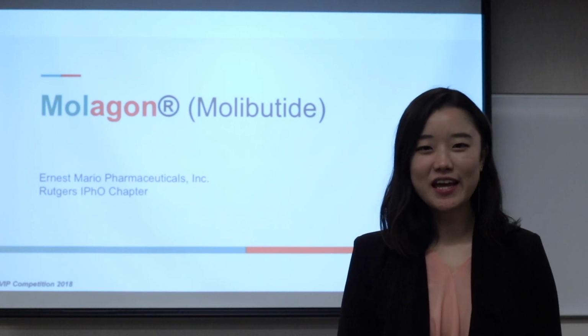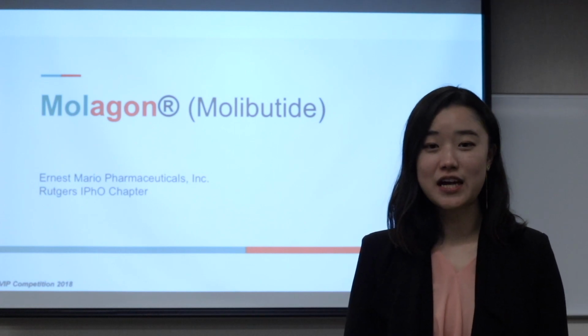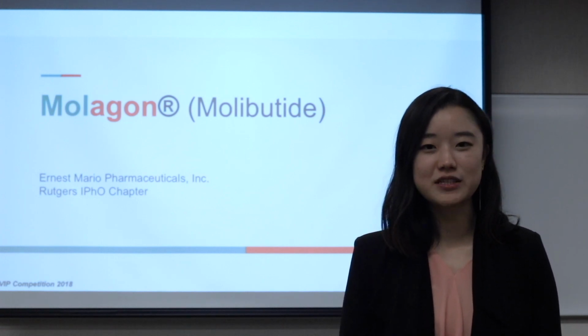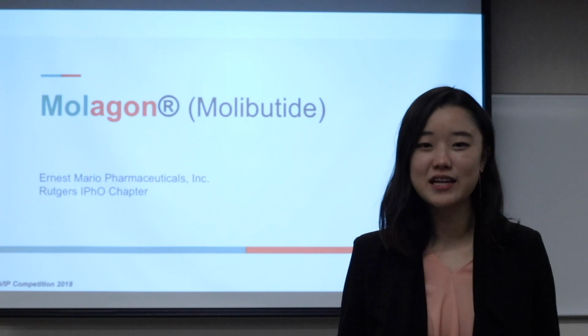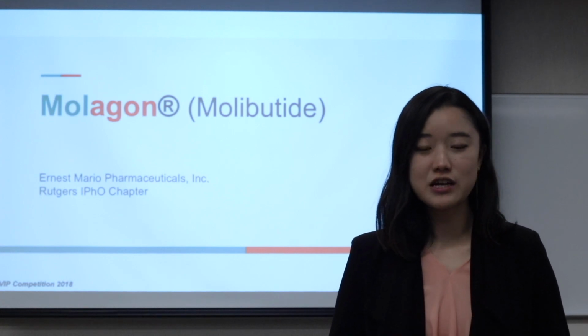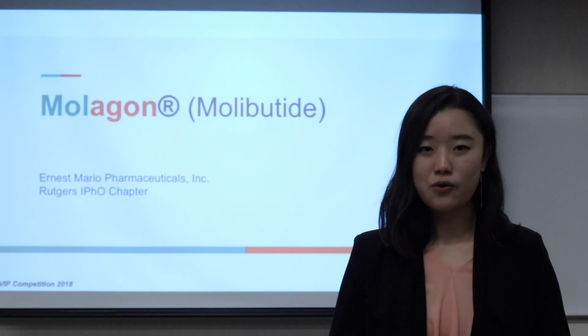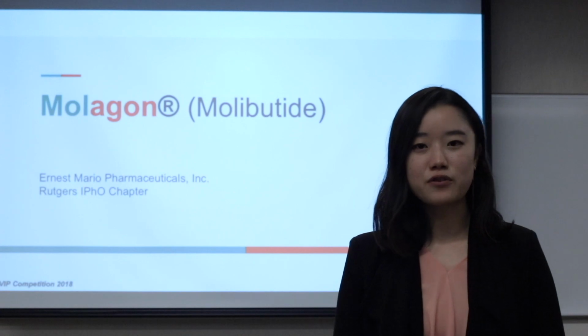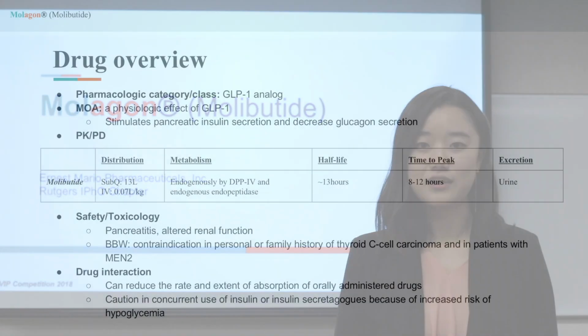My name is Holly Yang, and I am the Program Director of Diabetes Management in Ernest Meier Pharmaceuticals. Today, I'm excited to present our new drug, molybutide. Its brand name is Molygon. And the Directors of each key functional area will be coming out to go over the specific planning of the drug. Before they begin, I'll be going over the basic overview of Molygon.